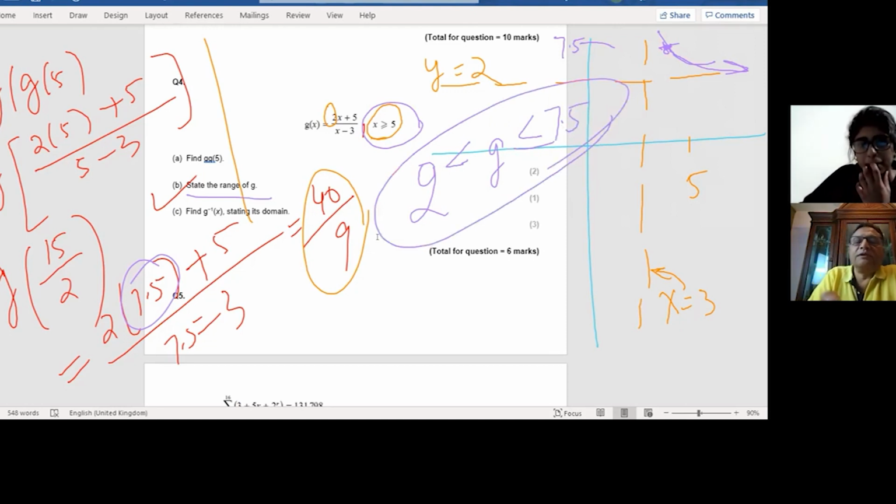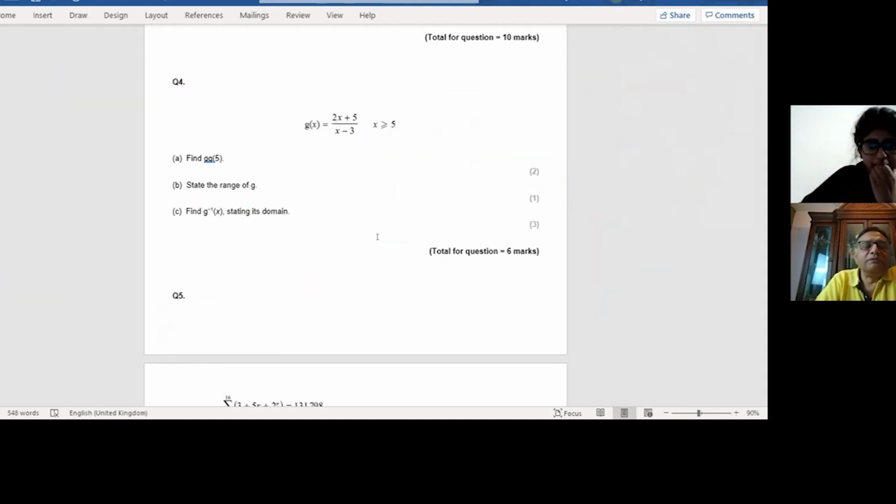Perfect. Okay, included because the domain 5 was included. Yeah, 5 is included. That's why this is included. But the horizontal asymptote never crosses. Yeah, so we got that part, right. Now you need to find g inverse and state its domain.